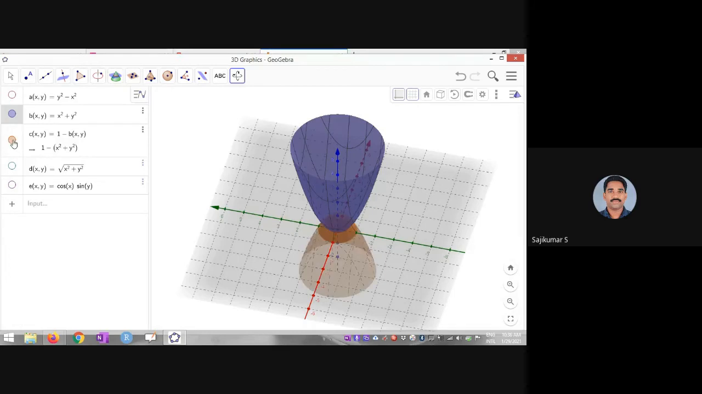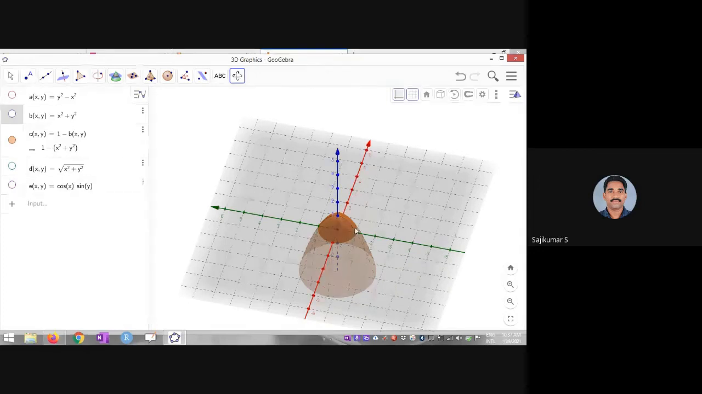Similarly for the second surface. What is the second function? An inverted paraboloid lifted 1 unit above the xy plane. The equation is 1 minus x square minus y square. As before, the first order partial derivative with respect to x is minus 2x, and the other derivative is minus 2y. Evaluating these two derivatives at the origin, the values are 0 and 0, so we can expect a local maximum or local minimum at that point.